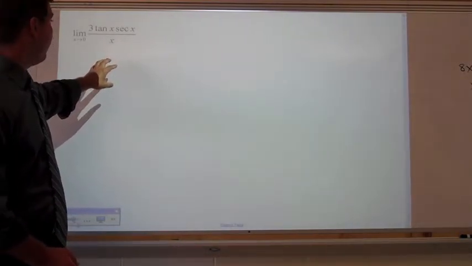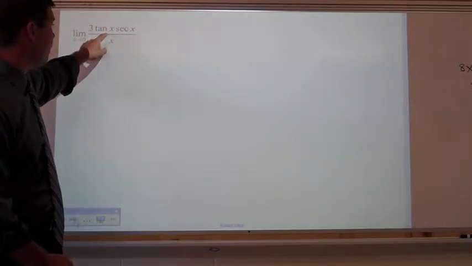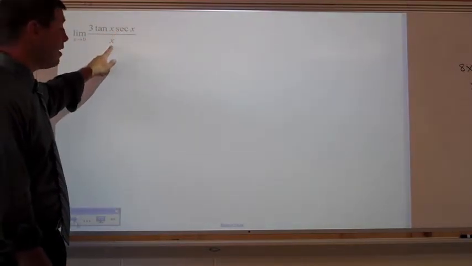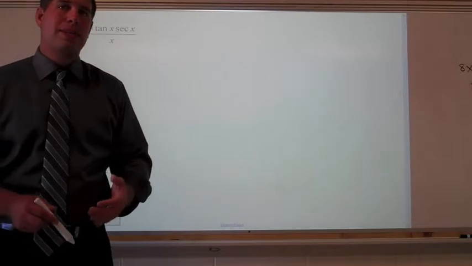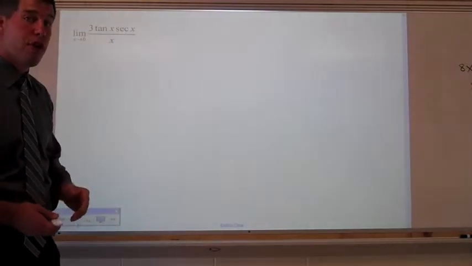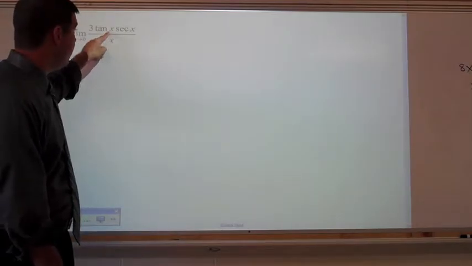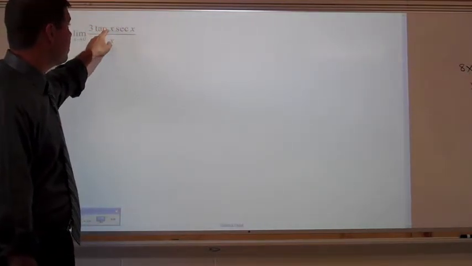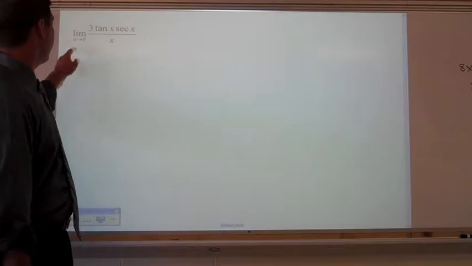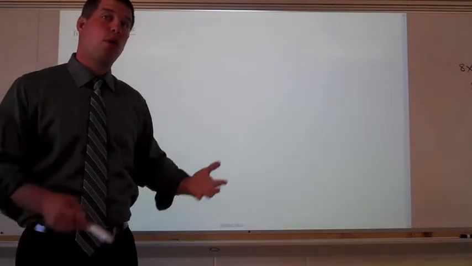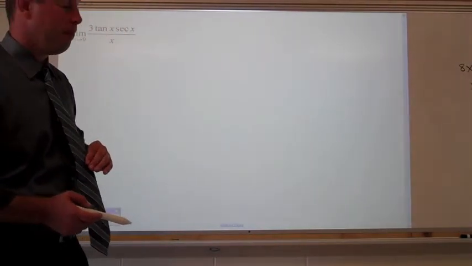So you get this limit question here. 3 times the tangent of x times the secant of x divided by x. Like we said, always use direct substitution first. 3 times the tan of x, tan of 0 is 0. Sec of 0 is 1. 3 times 0 times 1 is 0. Over 0, indeterminate form, so we have to do something with this.